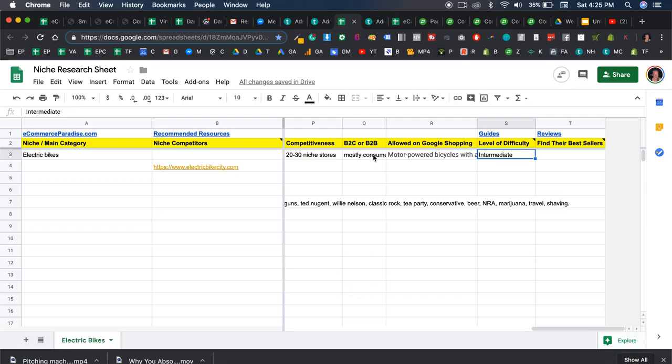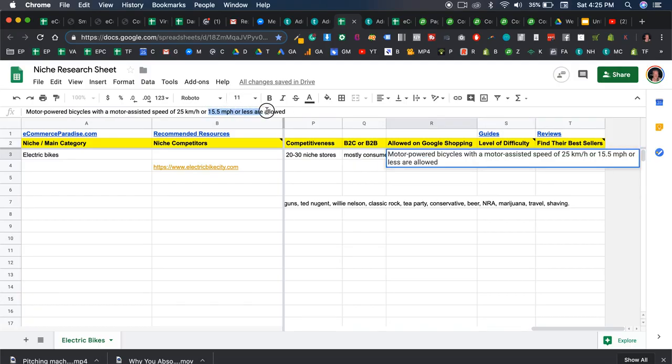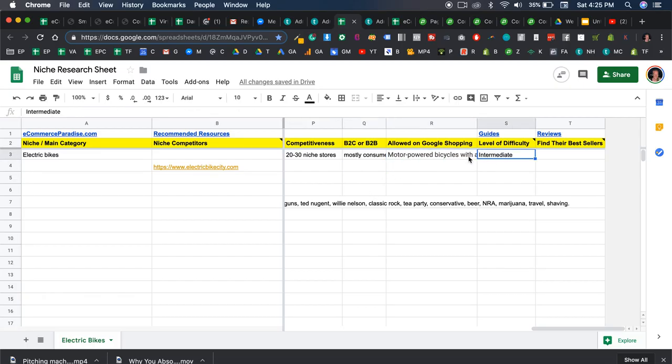We did find that issue with Google Shopping, that the motor-powered bicycles with motor assist speed of 15 miles per hour or more are not allowed. So you have to be careful with this store. I would do more niche research and figure out how many bikes are under 15 miles per hour that can be sold, because if there's too many that are over, then of course those aren't even going to be able to be on Google Shopping.